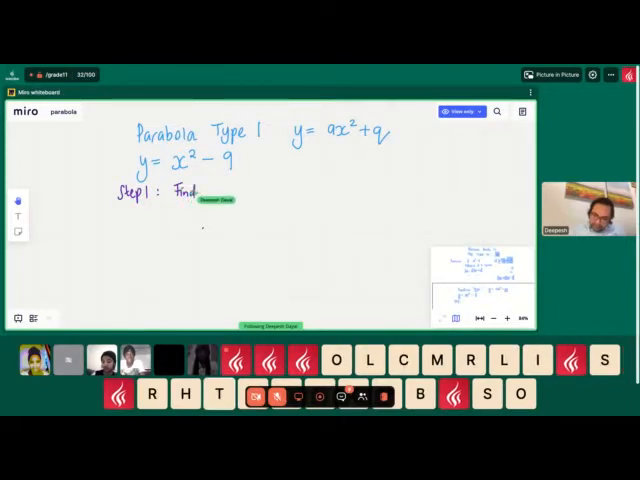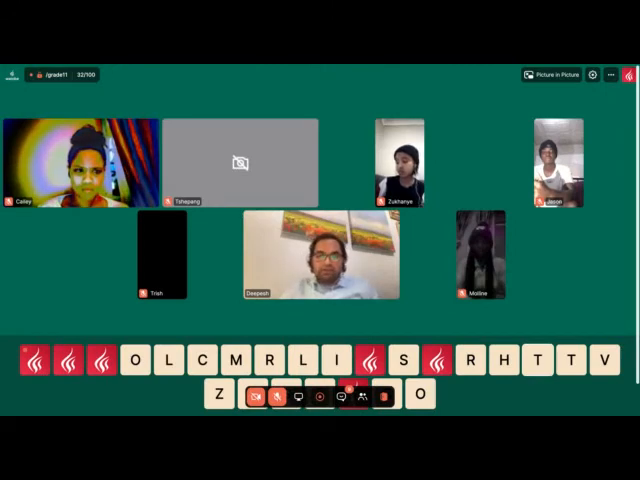Find x-intercept. And here y equals 0. Okay, so we're going to make y equal to 0. So we have 0 equals x squared minus 9. And you may have noticed that this equation again is representative of your difference of two squares.